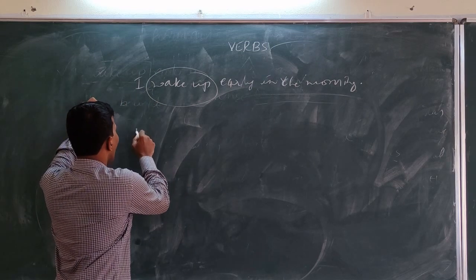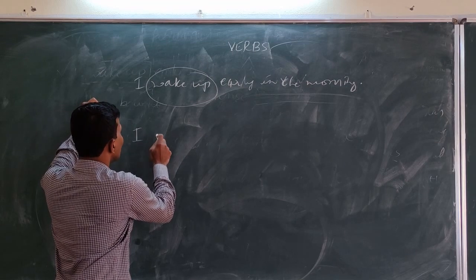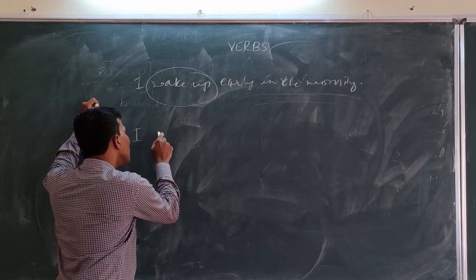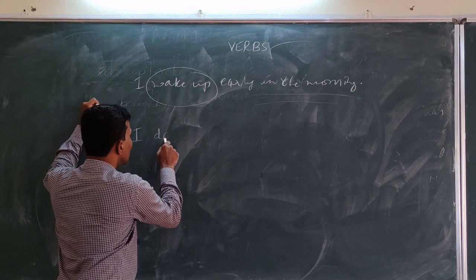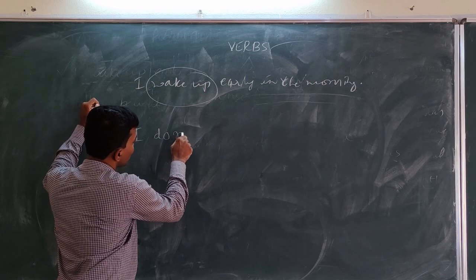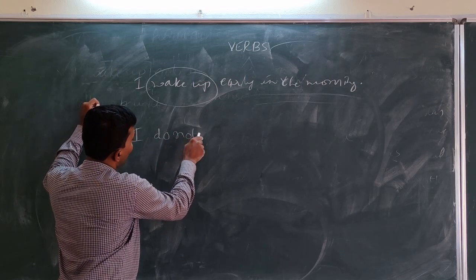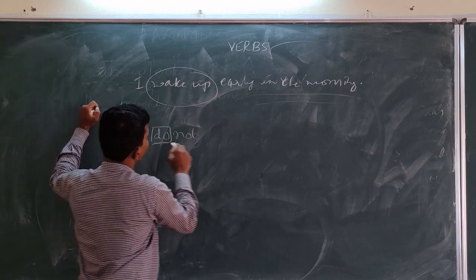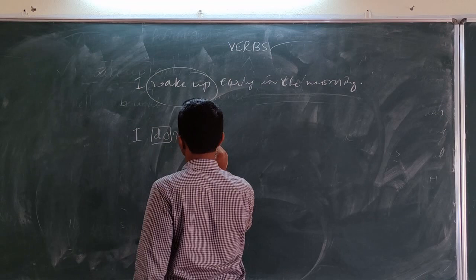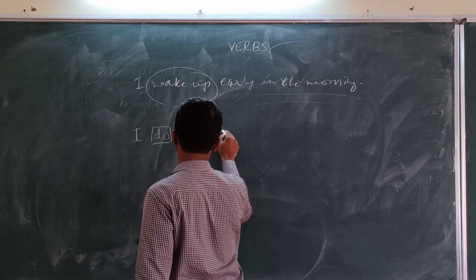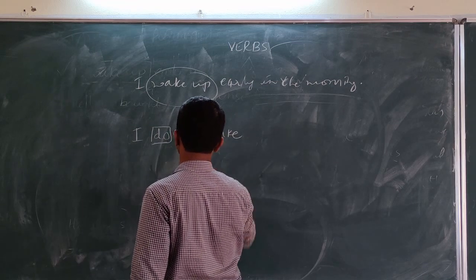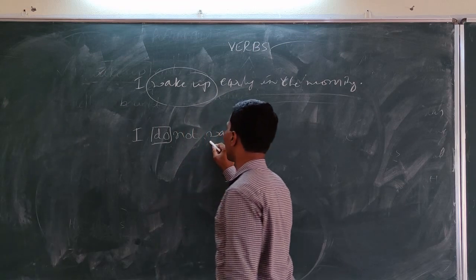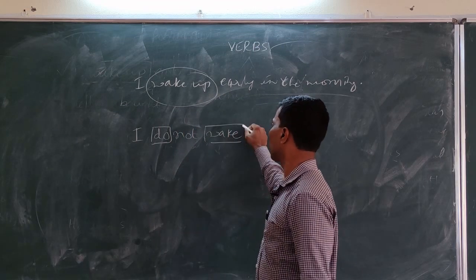Okay, make the sentence negative. What comes here? Do comes, I do, it should become negative. So it is I do not, and do is what? You have to tell me what happens next. Wake. Okay, wake up.